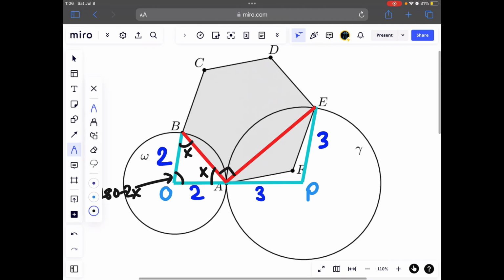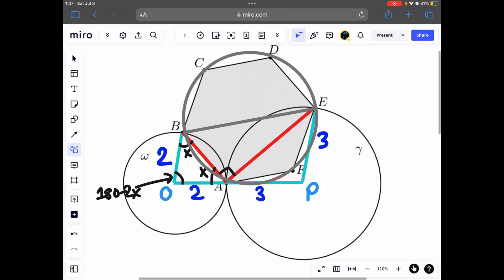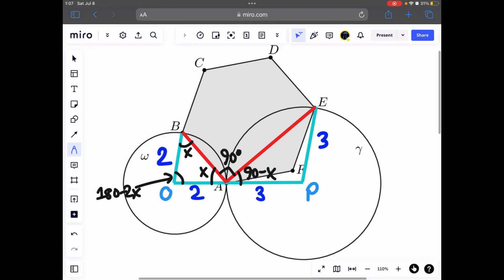Then angle BAE is equal to 90 degrees. It's a right angle because if we consider the circle that can be circumscribed around ABCDEF, this circle has BE as a diameter, therefore angle BAE has to be equal to 90 degrees. And then back to the other circle, gamma. Because this is 90 degrees here, this is going to have to equal 90 minus x, because OP is a line, and it's equal to angle OAB plus BAE plus EAP, which should sum to 180.